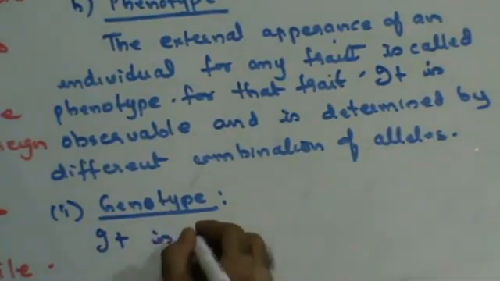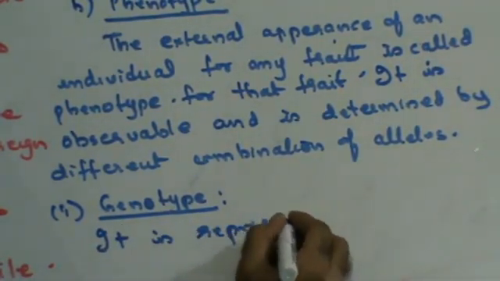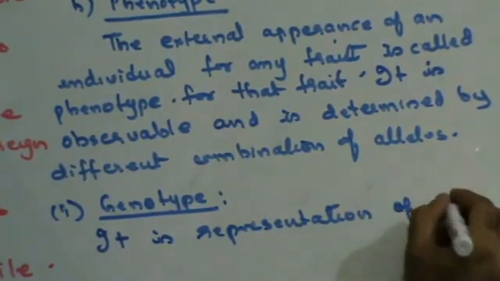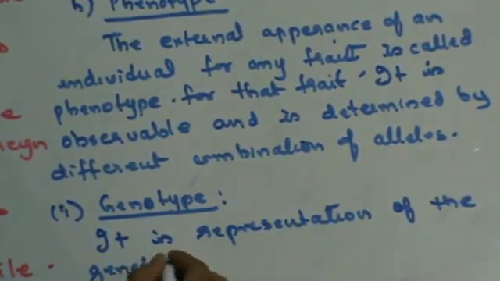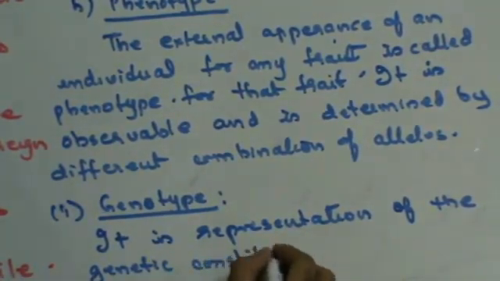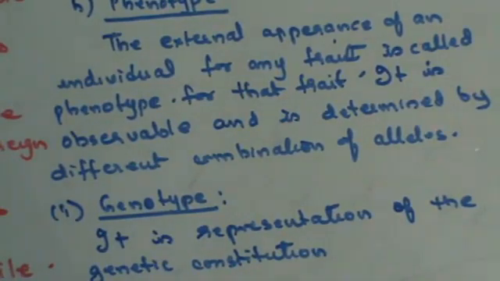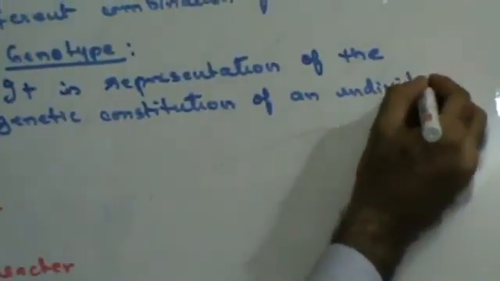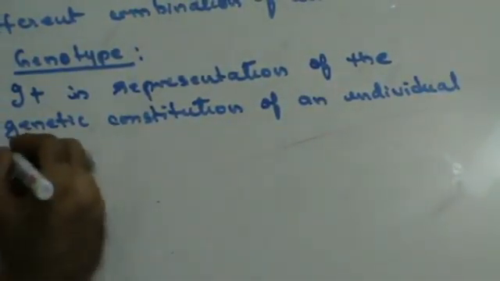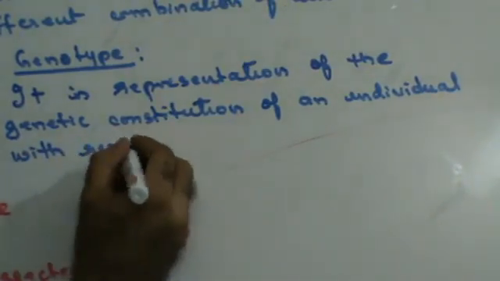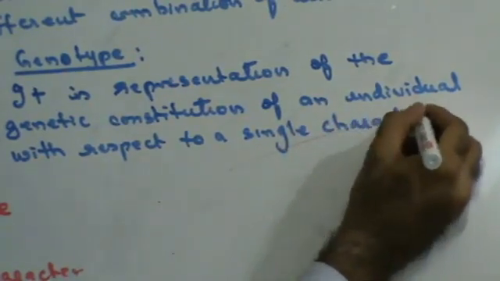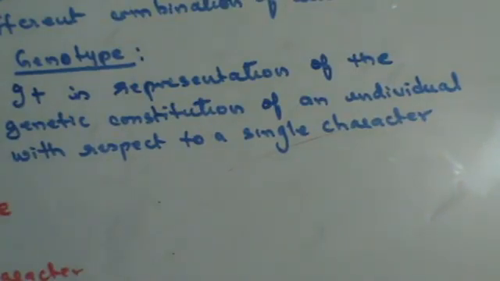It is a representation of the genetic constitution of an individual with respect to a single character or a set of characters.